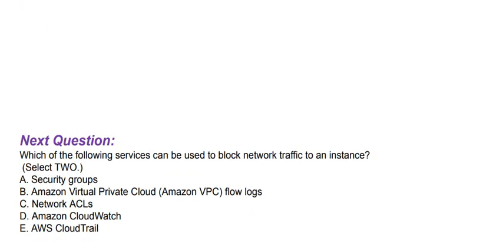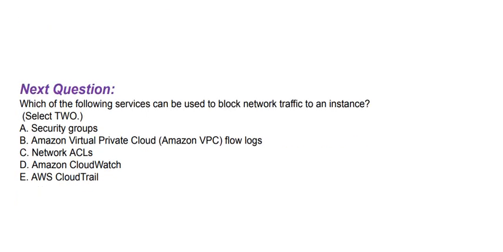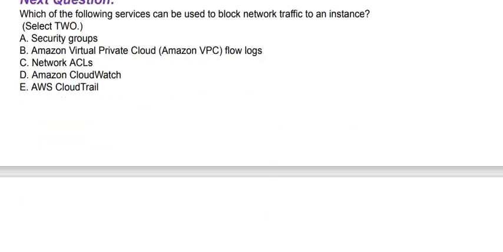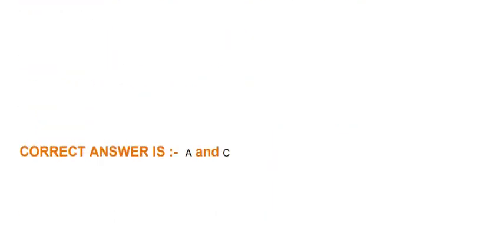Next question is, which of the following services can be used to block network traffic to an instance? Select two options. Option A, security groups. Option B, Amazon Virtual Private Cloud Flow Logs. Option C, Network ACLs. Option D, Amazon CloudWatch. And option E, AWS CloudTrail. The correct answer is option A and C.